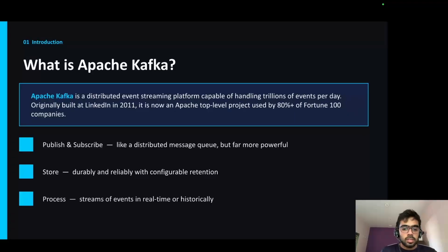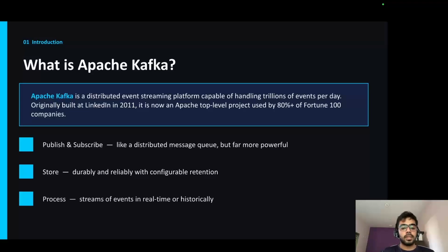Apache Kafka was originally built at LinkedIn around 2011 to handle their activity stream, things like page views, clicks, and feed updates at massive scale. It was open sourced and donated to the Apache Software Foundation and is now used by over 80% of Fortune 100 companies. Think of it as a distributed commit log, an ordered, immutable sequence of events that multiple systems can read and write at their own pace.